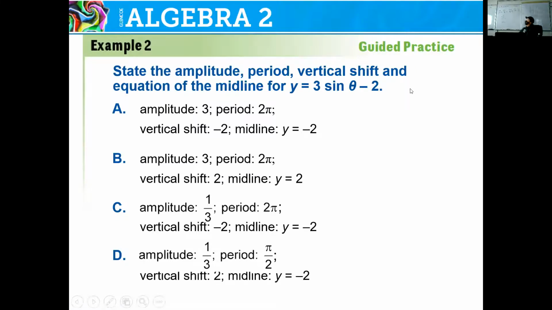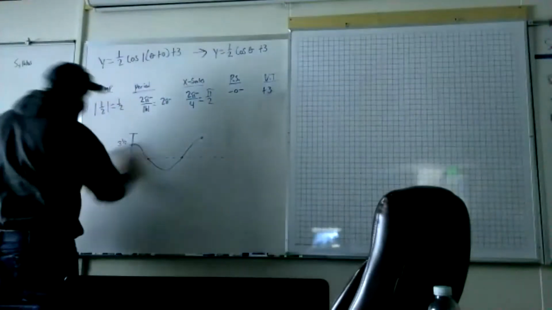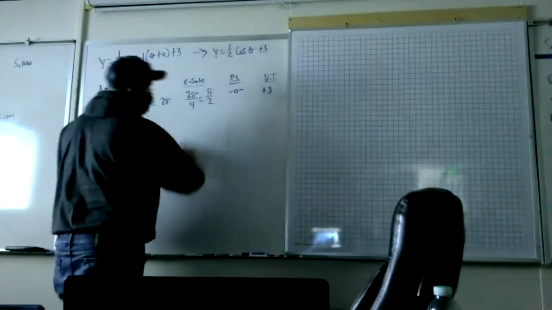All right, so example 2. We state the amplitude, the period, vertical shift, and the equation of the midline for y equals 3 sine of theta minus 2. So I'm going to treat it the exact same way. I'm just not going to graph it because the question does not make me graph it. But I go through the same exact process.